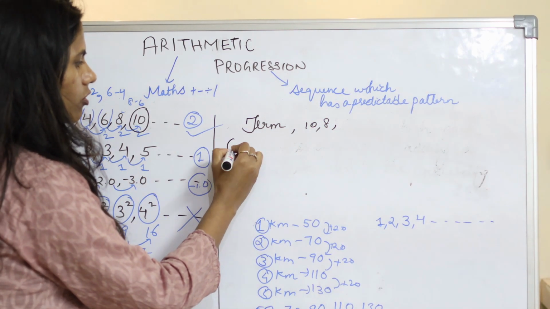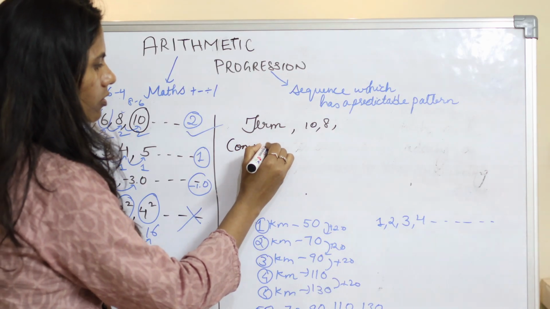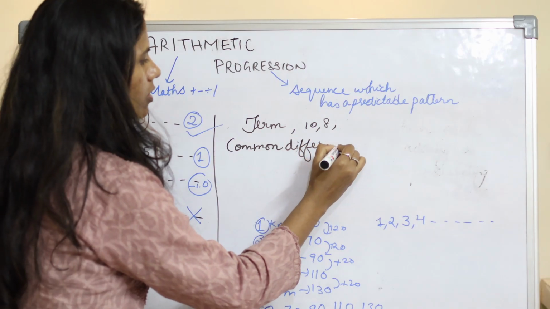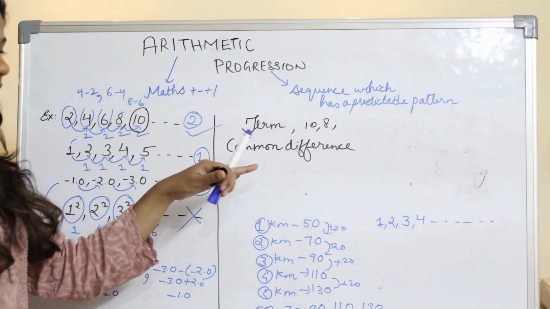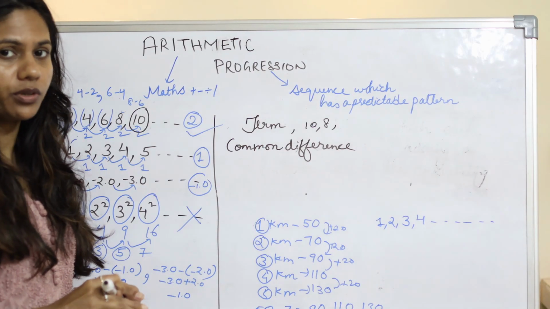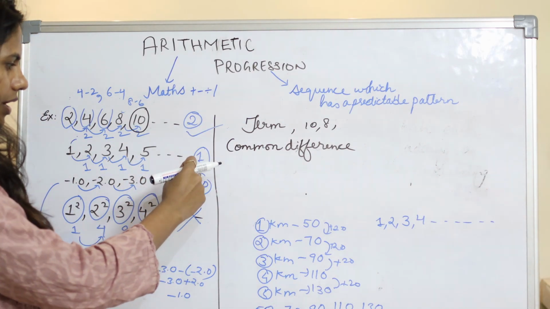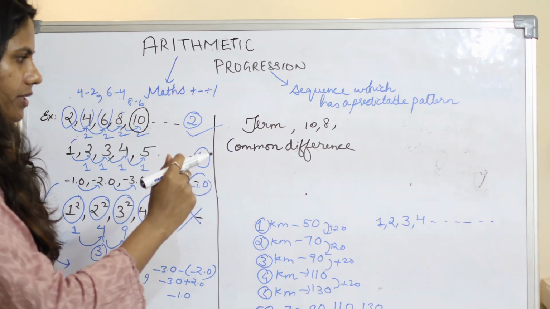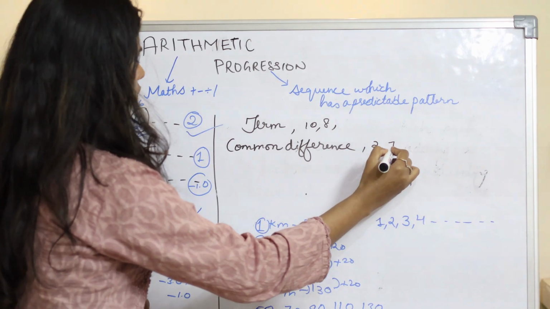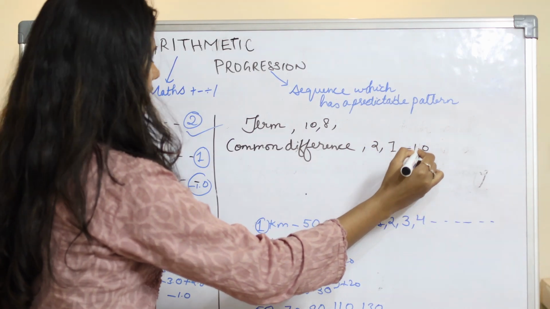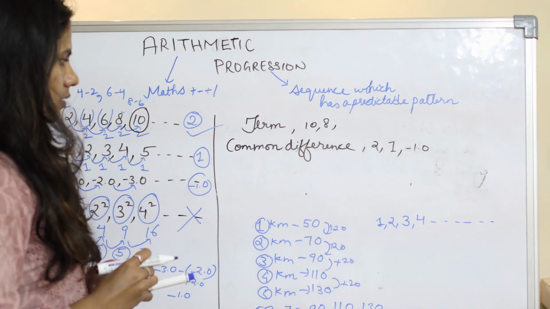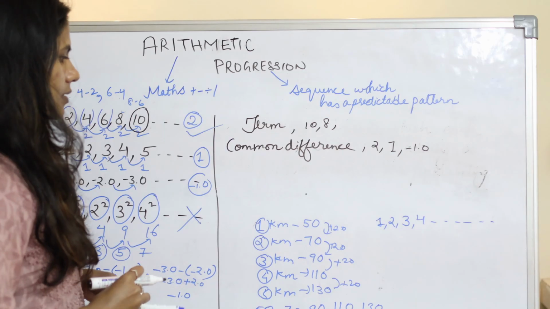Next is common difference. The common difference is basically that fixed number which defines an AP. Okay, all this we have calculated are the common differences. So we could find out this common difference, like 2, 1, minus 1.0.